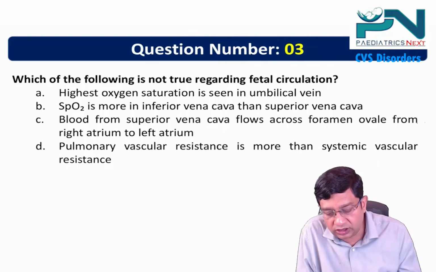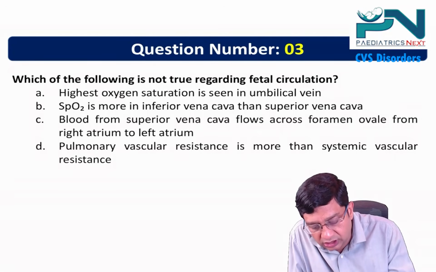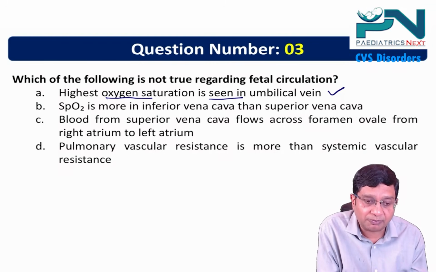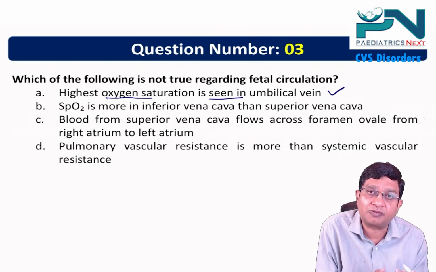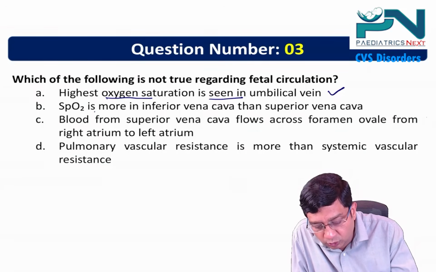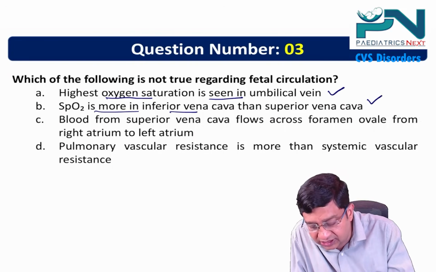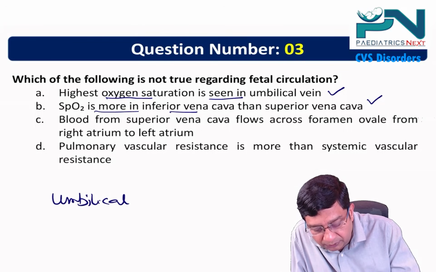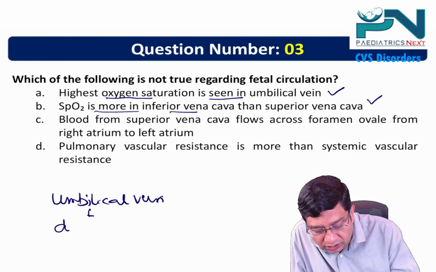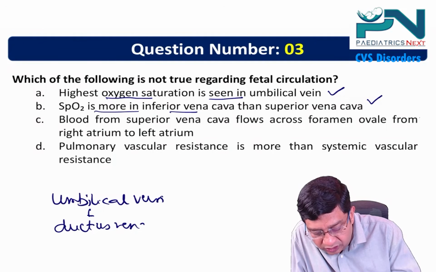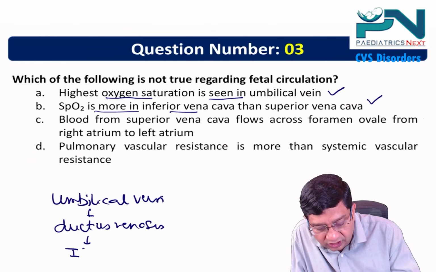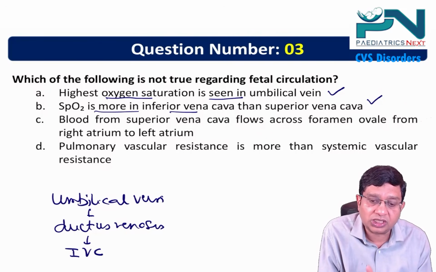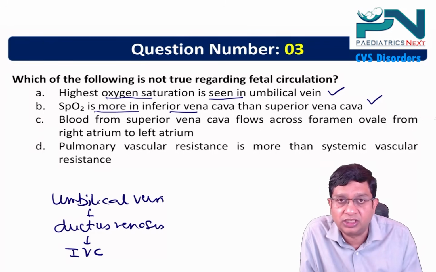Which of the following is not true regarding fetal circulation? Highest oxygen saturation is in umbilical vein. Yes, because umbilical vein carries the oxygenated blood from the placenta. SpO2 is more in inferior vena cava. Yes, because this umbilical vein joins the ductus venosus, which joins the inferior vena cava. So the oxygen saturation in inferior vena cava is more than SVC because IVC is having both oxygenated and deoxygenated blood.